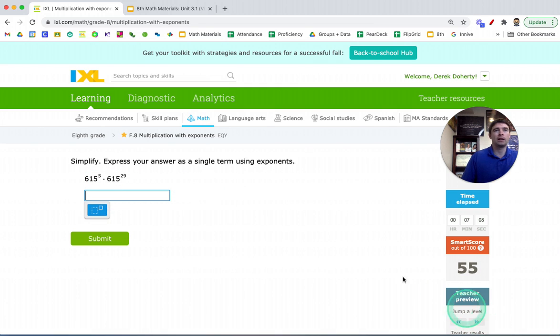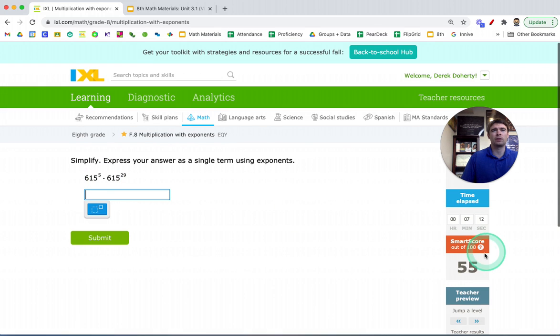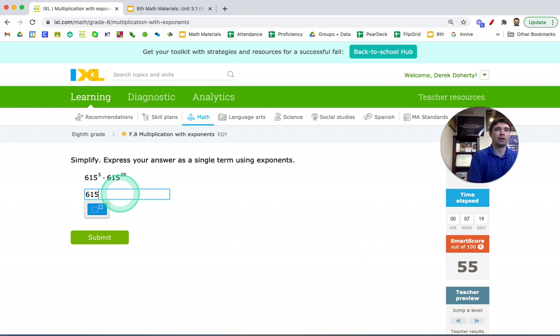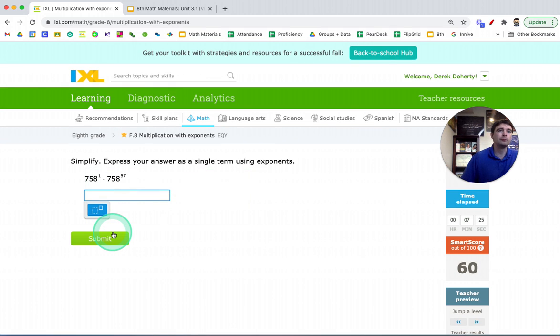It looks like in the beginning you could do this one on your own if you're still with me. All they're going to have you do in the 50s, it looks like, is just deal with bigger exponents, but still the same base, still adding 5 plus 29. So hopefully at home you're saying, Mr. Doherty, this would just be 615 to the power of 34.